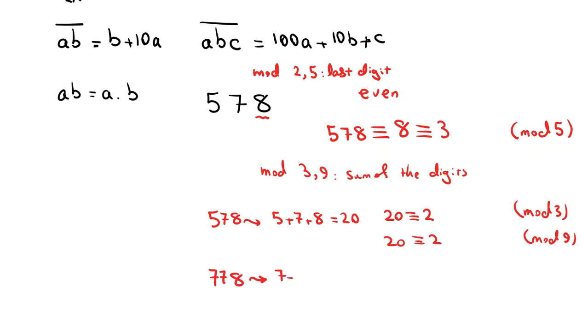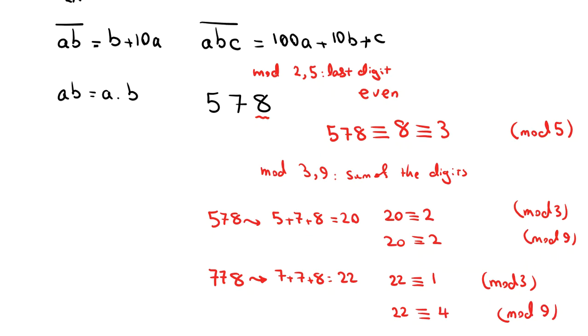You say 7 plus 7 plus 8. It's 14 plus 8, 22. 22 mod 3: if you subtract 3, the remainder is 1, because 21 you can subtract. It's a multiple of 3, in mods, as I explained in the previous part. 22 mod 9: if you subtract 9 twice, 2 times 9, that is 18, the remainder is 4. So, I told you about 3, 9, 2, 5.